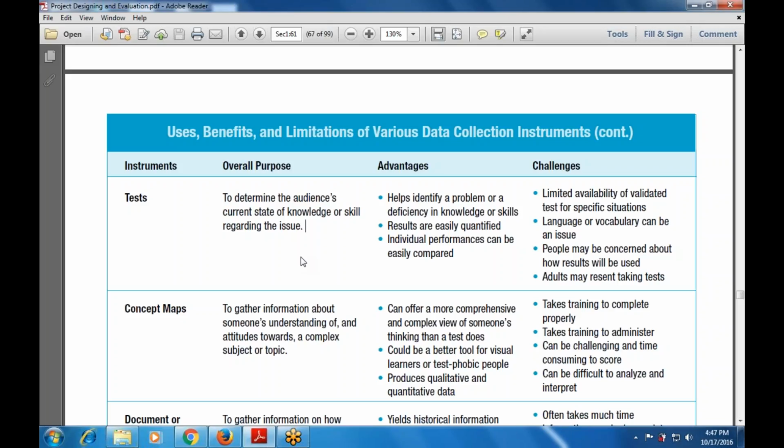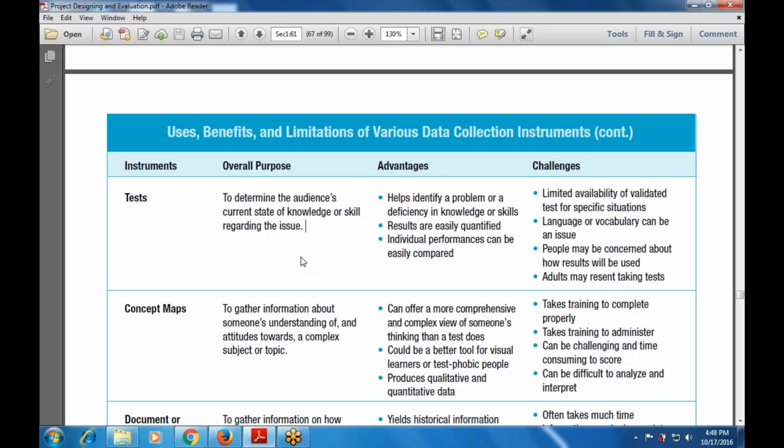Then results are easily quantified. So whatever the result that is available, these are easily quantified with the test, quantified with the data collection instruments. Then individual performances can be easily compared, whatever the individual data, easily compared with the test. So these are the three advantages. First is to identify a problem, then results are easily quantified, then individual performances can be easily compared with the data, with the day-to-day activities.